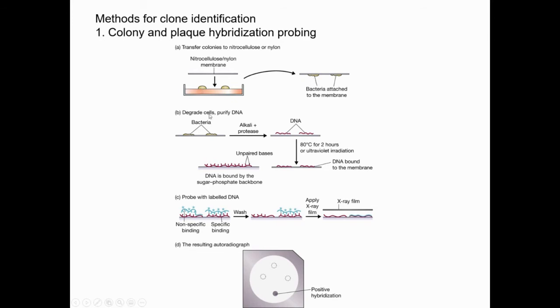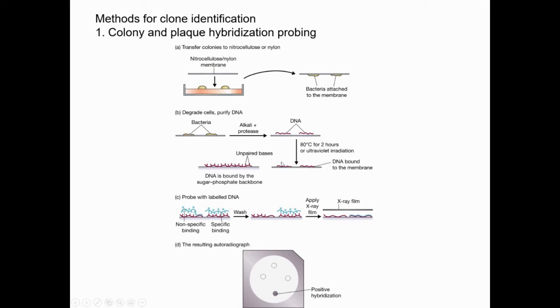Then you degrade the cell, also using alkaline protease. Alkaline conditions will denature the DNA, so the DNA is exposed on the membrane. Now you treat this membrane with UV light, or 80 degrees for 2 hours, so that the DNA crosslinks to the membrane and stays, fixing the DNA on the membrane. Since this DNA has been treated with alkaline, they are single-stranded.